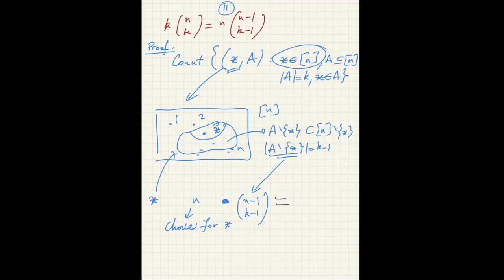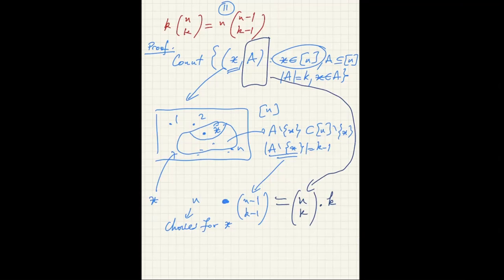Another formula is to count the A's first. How many subsets A can I pick? Well, there are definitely n choose k such subsets. That's how many teams I can make. And once I have a team A, how many captains of that team can I find? Well, there are k choices for the element x, because x has to be one element of A. And so you get this formula.